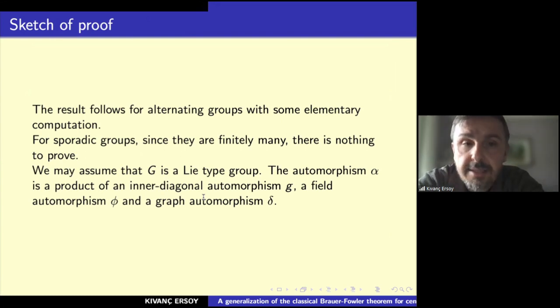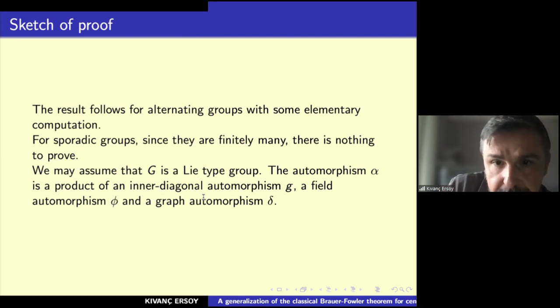So we may assume that G is a simple group of Lie type, and simple groups of Lie type over perfect fields, their automorphisms are characterized by the work of Steinberg, which was quoted in the previous talk. There is a very nice result. An automorphism of a simple group of Lie type over any perfect field is a product of an inner diagonal automorphism, a field automorphism, and a graph automorphism. I will explain what they mean.